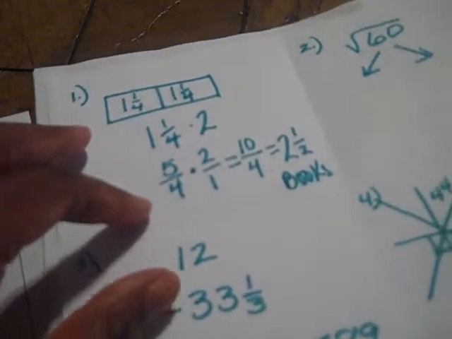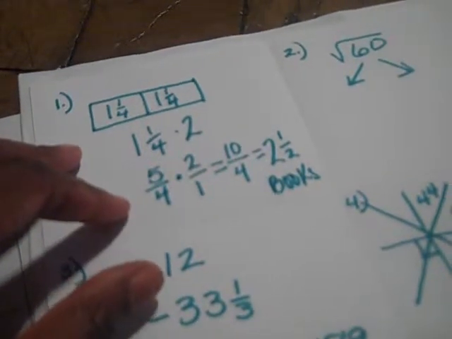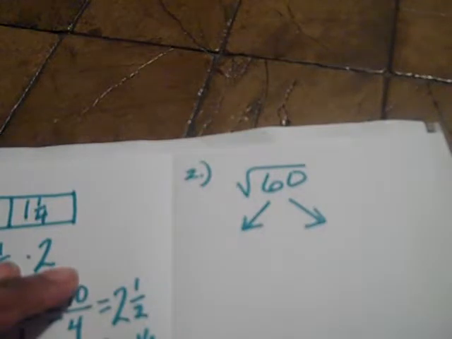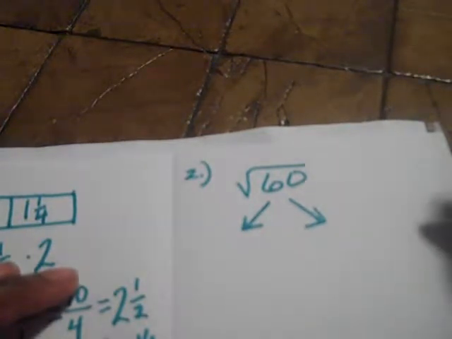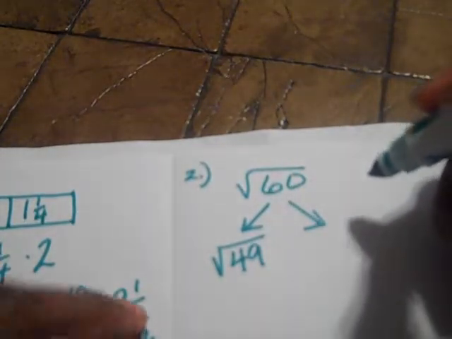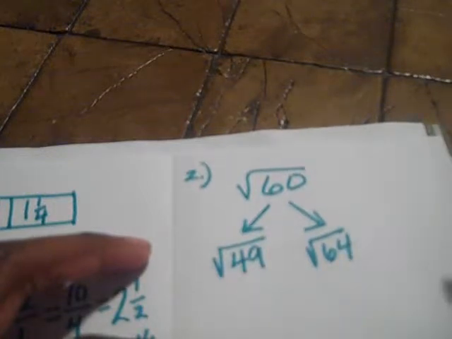Number 2. 60 falls between which two perfect squares? Well, here I am first going to set up my problem. I have the square root of 60. I want to find the perfect square numbers that are right below and right above 60. Well, 7 times 7 is 49, and 8 times 8 is 64. So that means that 49 would be my perfect square number right below it, and 64 would be my perfect square number right above it.